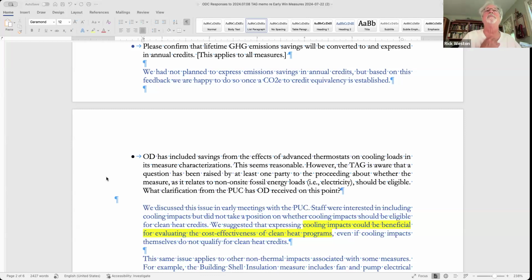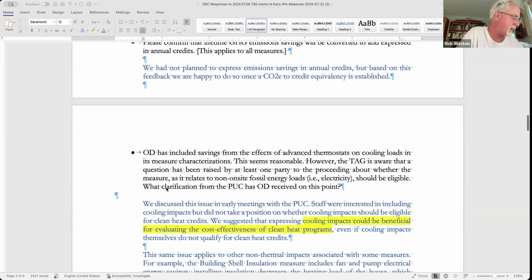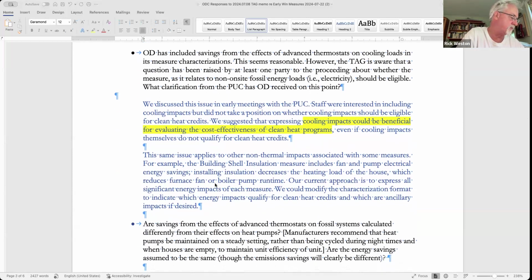Okay, regarding lifetime emission savings. This one seemed reasonable to me as well. Okay, so that is good. Number 10. They're not numbered, but I've got them. Okay, this is about advanced thermostats and cooling loads. Correct, thank you.